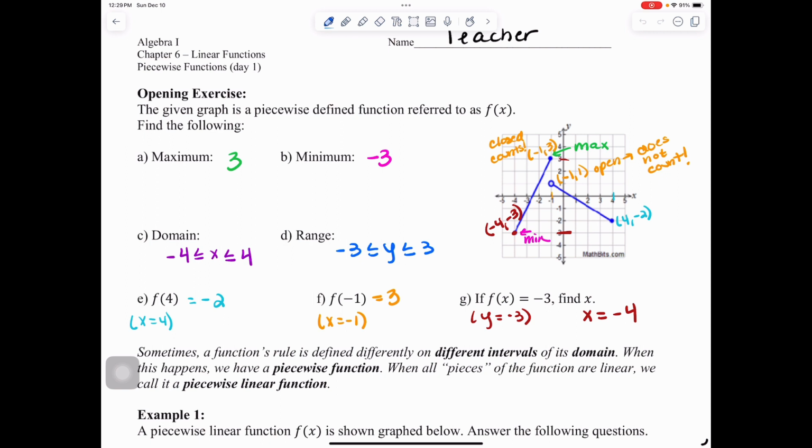And it's going to be important for us moving forward. You can't be in two places at once, and that's why you see this happening on the same line. And we'll see that more again in some other examples. Then for G, if f of x equals -3, find x. We were given the output this time, a y value of -3, and we had to find the input. So when I find a y value of -3, I see a coordinate at (-4, -3), so my x value or input must be -4.